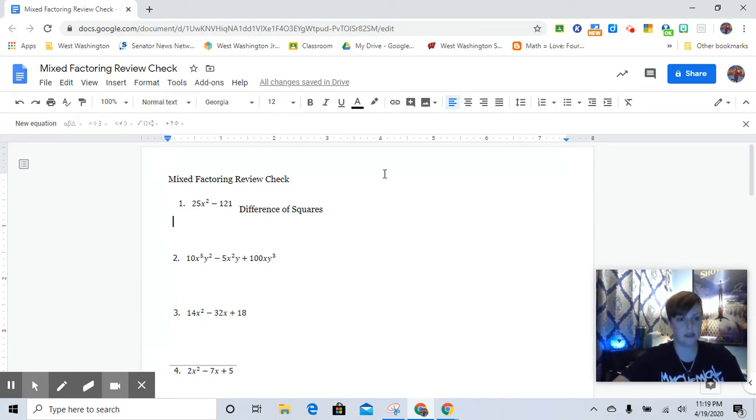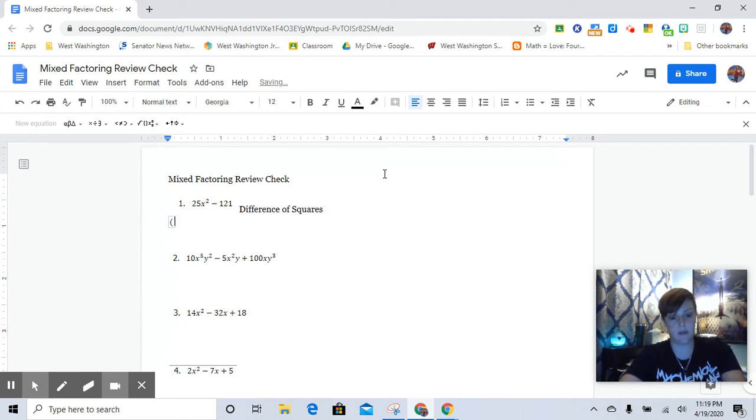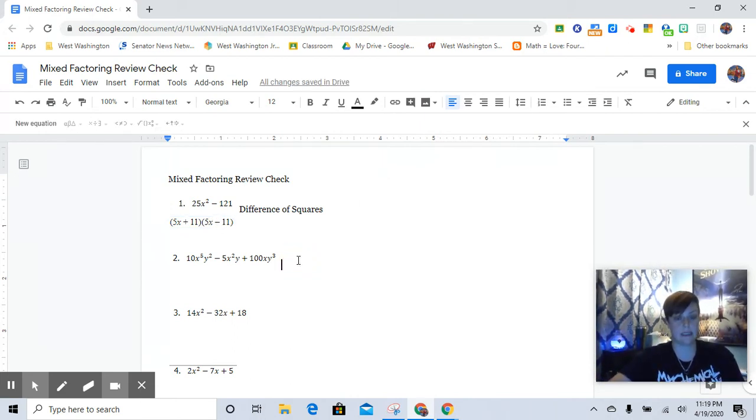Let's see if my equation editor is still up. There it is. Okay. So obviously with a difference of squares, we take the square root of the first number, which is 5, and then the square root of x squared, which is x. We add the square root of the second term, and then we do the same thing, except we put a subtraction sign in there. Ta-da. Okay, excellent. This one I think most people had the hang of, so that's okay.